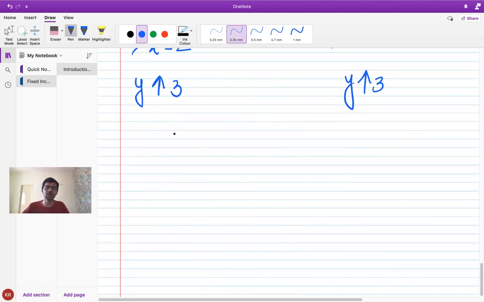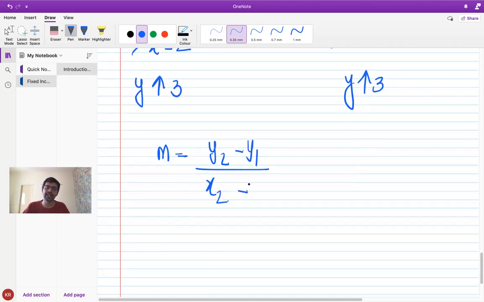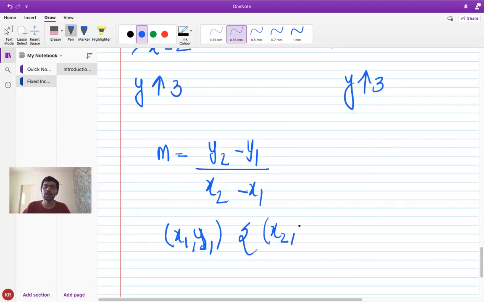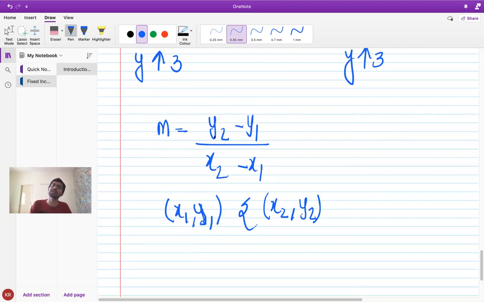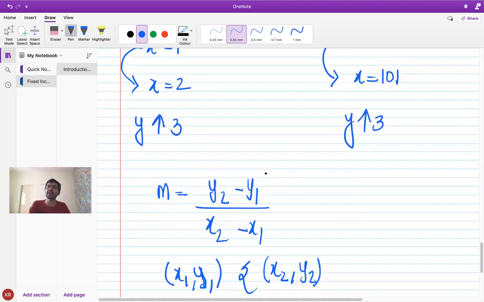The last thought I would like to leave you with, which we are not really going to apply over here: slope can also be calculated as y2 minus y1 divided by x2 minus x1, where x1, y1 and x2, y2 are 2 points on the line.